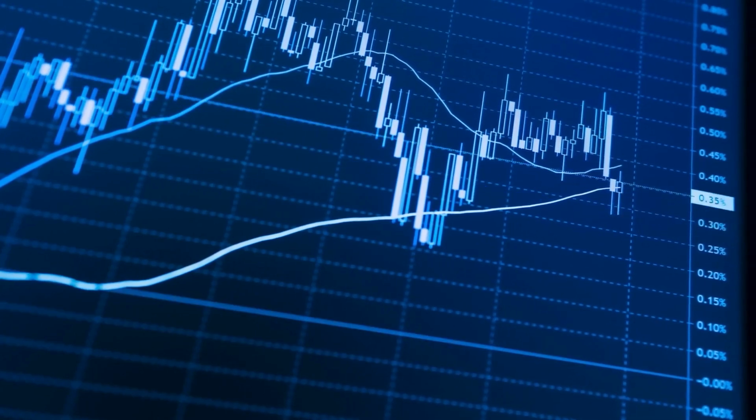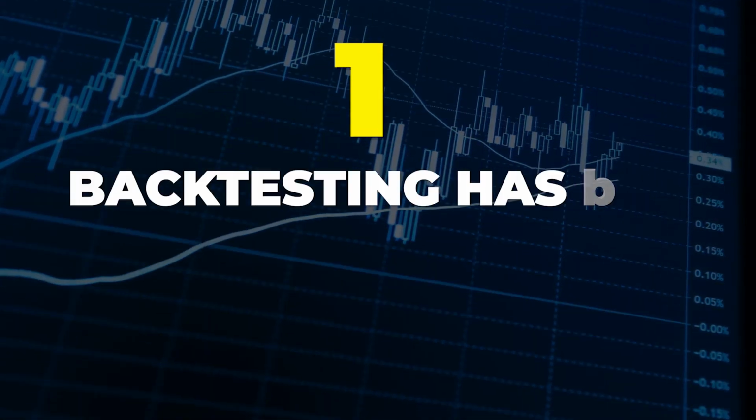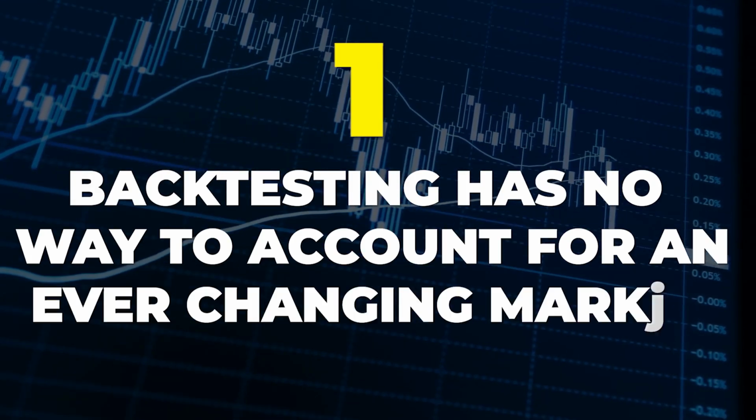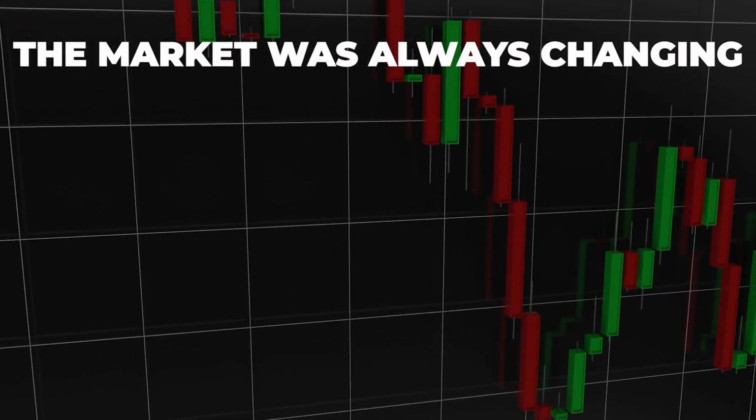So some of the inherent flaws are, number one, that backtesting has no way to account for an ever-changing market. As you know, the market is always changing.